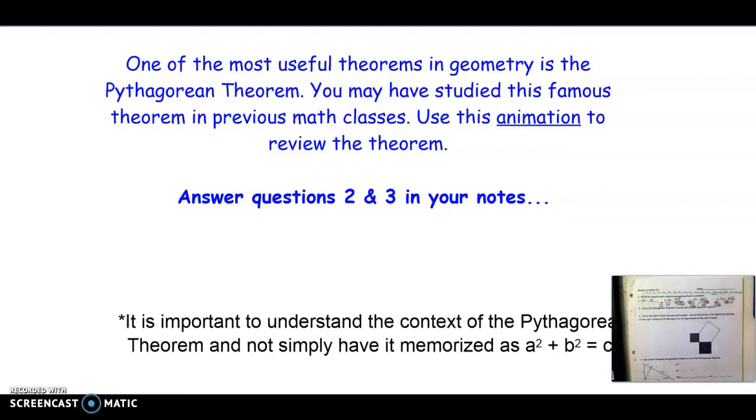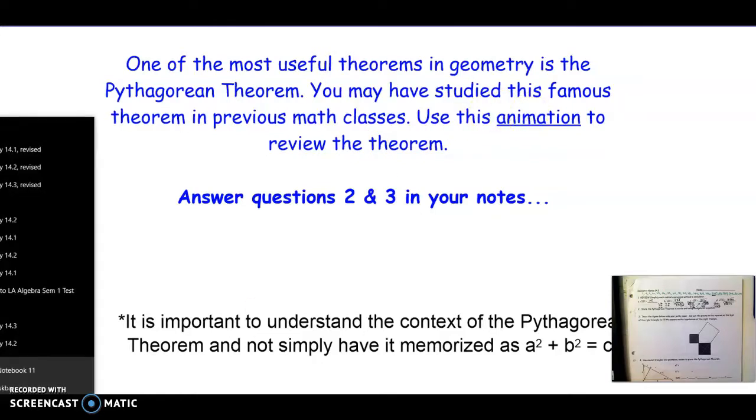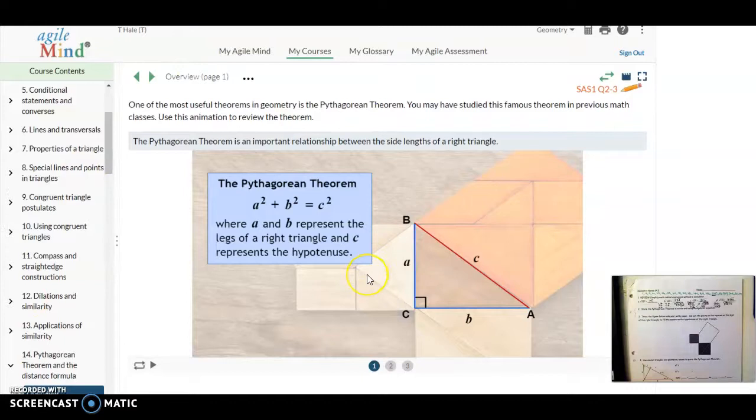All right, so it's one of the most useful theorems that we use in geometry, and you've probably studied this before, hopefully even last year in Algebra 1. So we're going to review this animation to help us re-familiarize with the Pythagorean theorem.